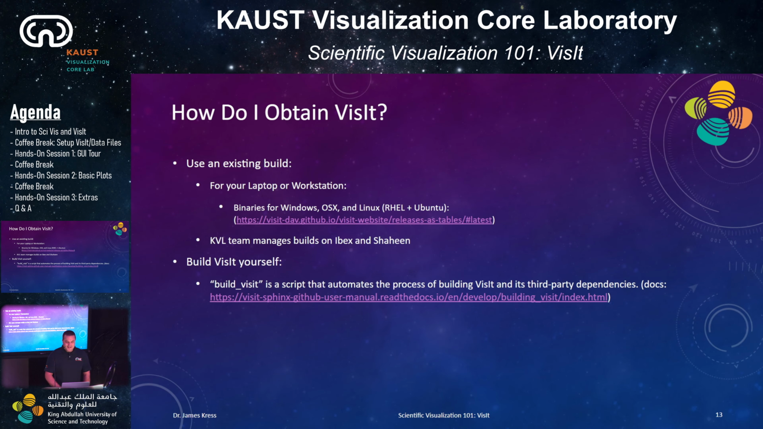So how do you obtain VisIt? Easiest way, download the binary from their website. They've got binaries for Windows, OS X, and Linux. And we, the KVL team, manage builds on Ibex and Shaheen, so we get that built and ready to go on there. If you need to do some specialized development, you can, of course, build it yourself. But make sure you have to before you do that, because that can turn into a lot of work.